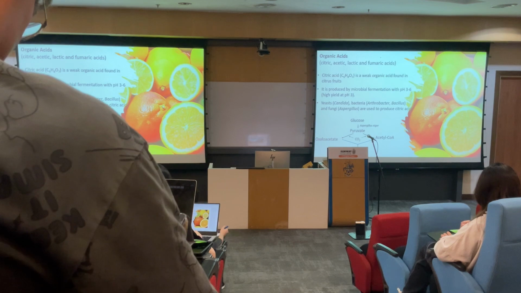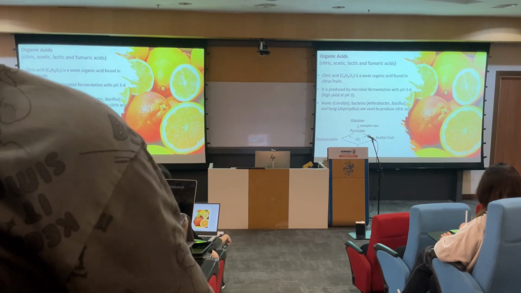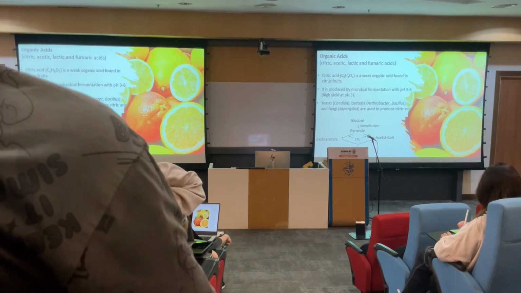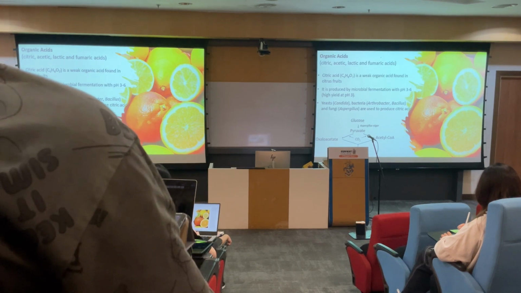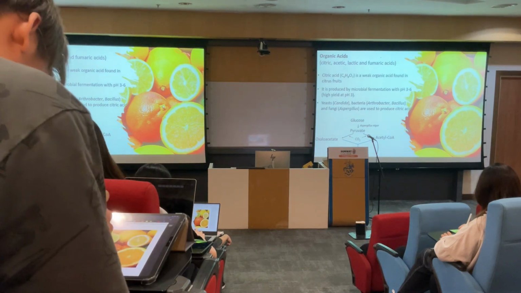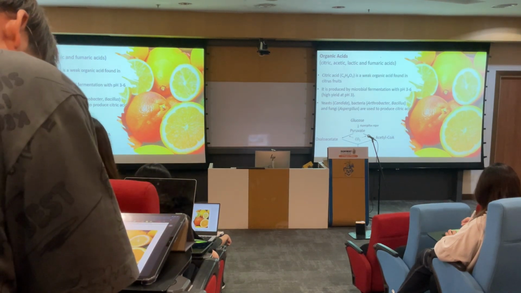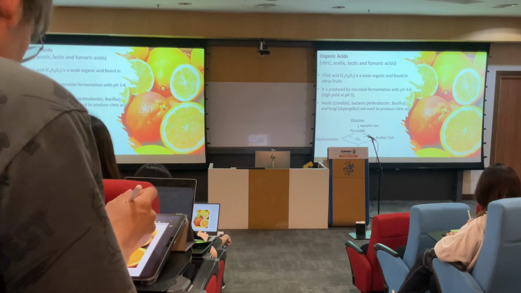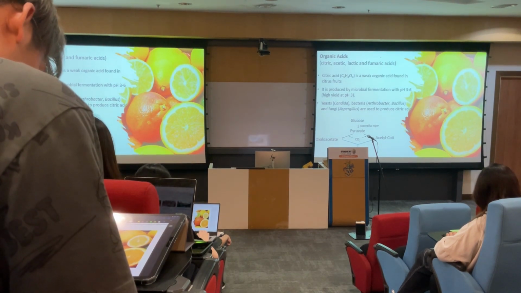It is a weak organic acid, and normally those microorganisms undergo fermentation at pH 3 to 6. So it is a low pH, not high pH, and these are the microorganisms normally used to make citric acid, especially Aspergillus. So you have yeast, fungi, as well as bacteria. Arthrobacter and Bacillus are two bacteria that have been used to make citric acid.